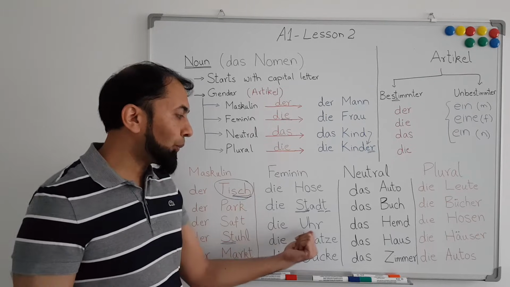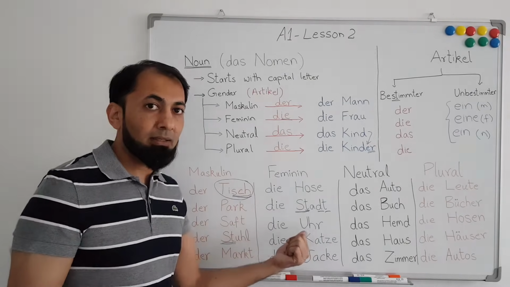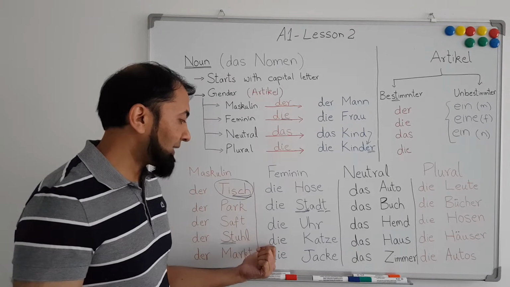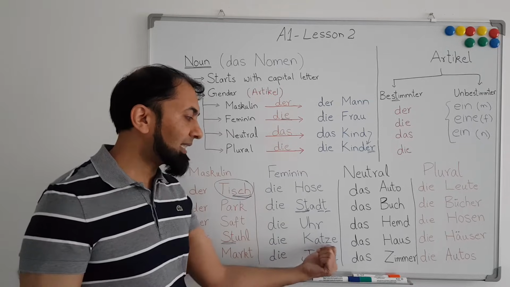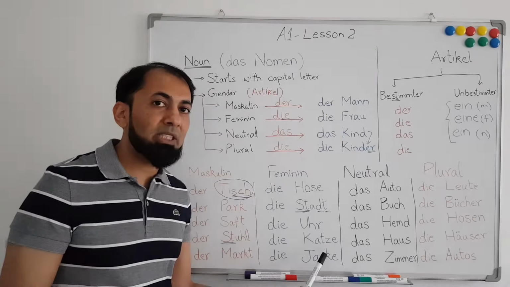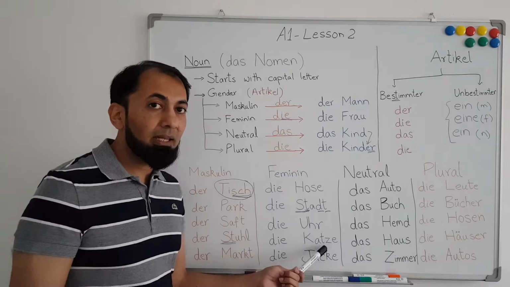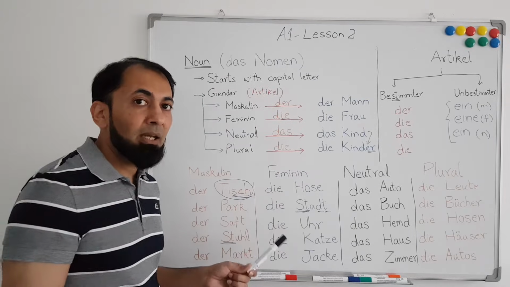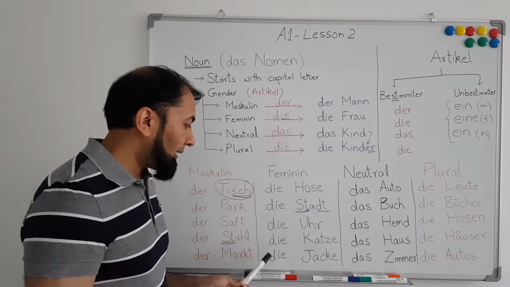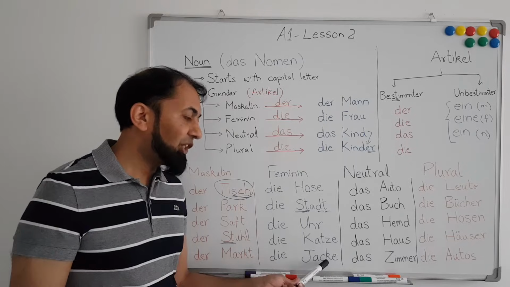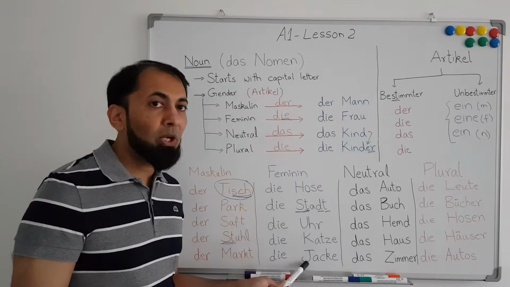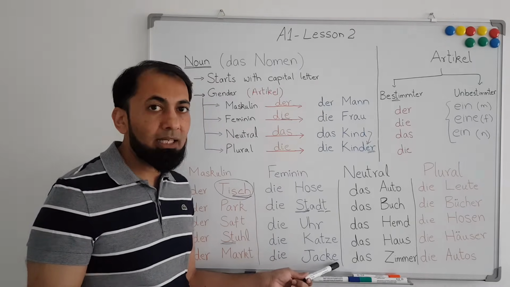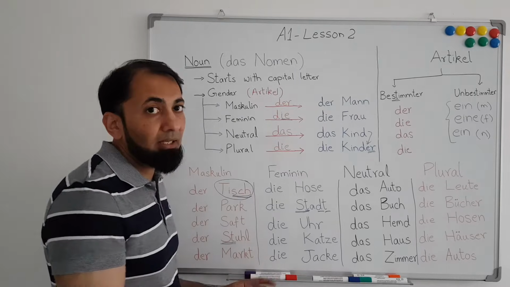Next we have die Uhr. Uhr is clock, and Uhr is feminine. Next we have die Katze. Katze in the German language is feminine. Katze means cat, and it's a feminine noun, therefore it has the article die. Next we have die Jacke. So J is pronounced as y, so Jacke, and Jacke means jacket.